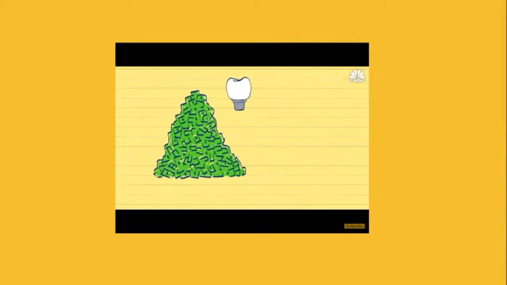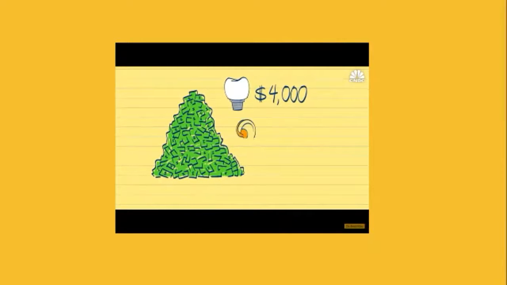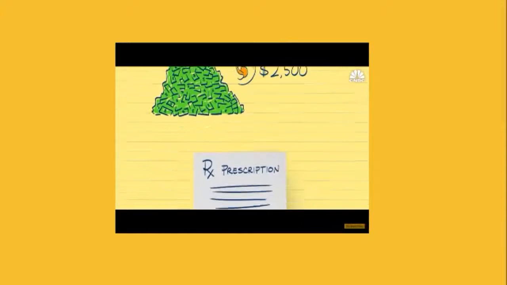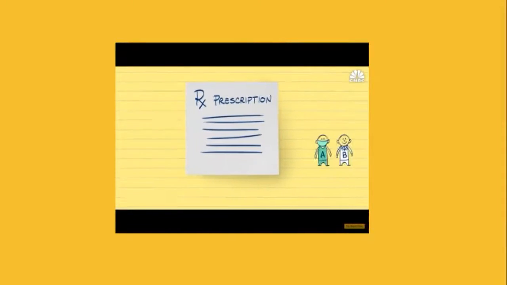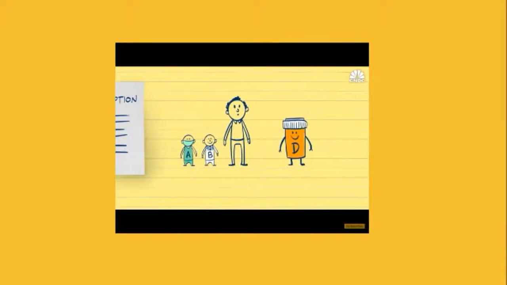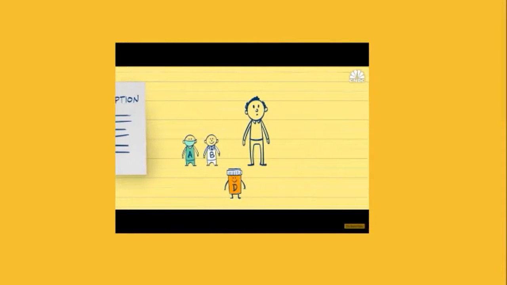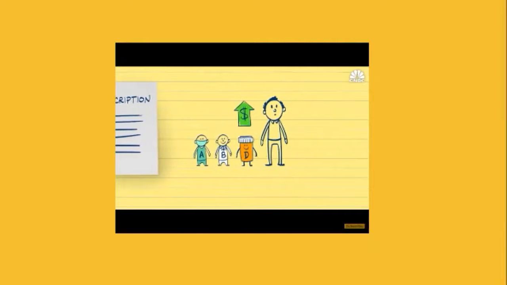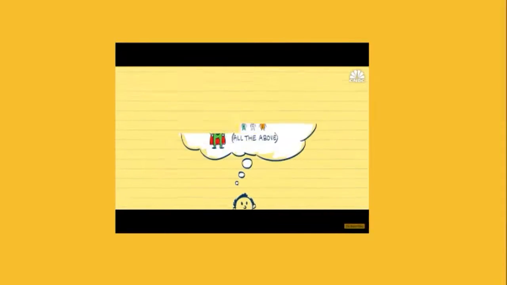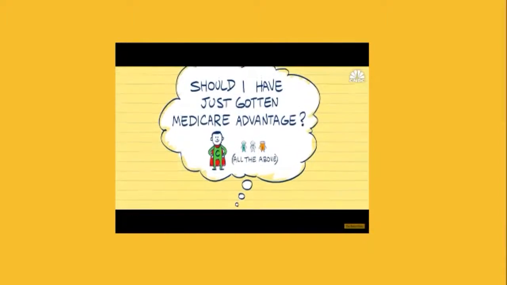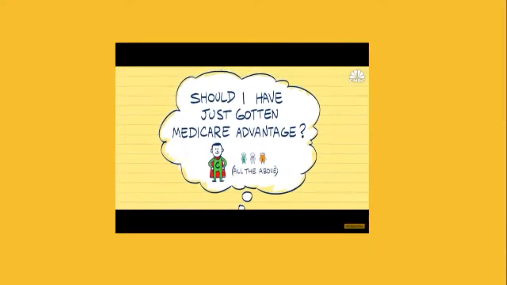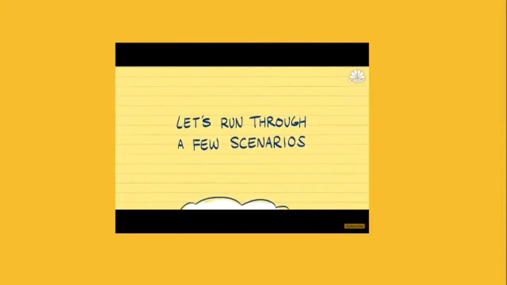Need a tooth implant? That'll be $4,000. Hearing aid? $2,500. Then down the road comes a drug prescription. Bob never enrolled in Part D, so he has to either cover that cost completely or add Part D to his plan, which will now cost more since he's enrolling late. So now Bob's wondering, should I have just checked all of the above and gotten Medicare Advantage right off the bat? Let's run through a few scenarios.